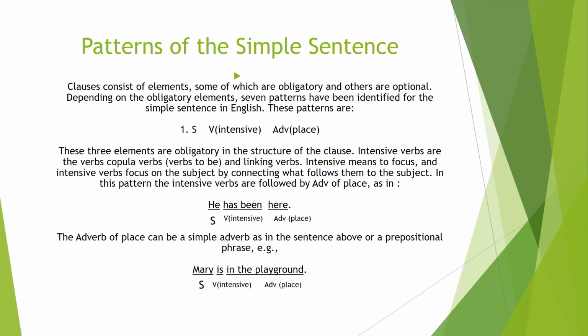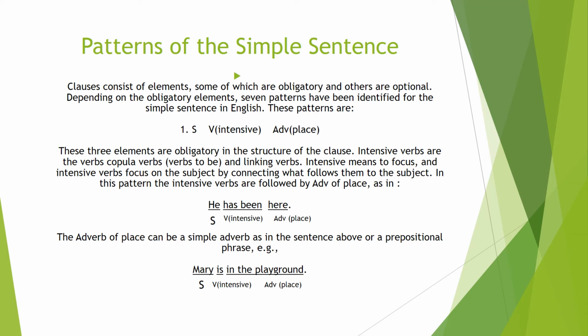What kind of elements? What are the structures, the forms of the adverb of place? The adverb of place that can be found in this pattern can be simple adverbs. For example, as we see in this sentence, he has been here. Here is a what? A simple adverb. And you see here, has been, the verb is what? A copular verb, a verb to be.